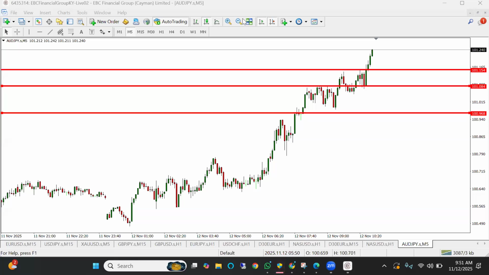Wow, this thing is still pushing up, guys. Still pushing up. So let's monitor the trade. At some point, there's bound to be a reversal, so make sure that you actually monitor your trade.